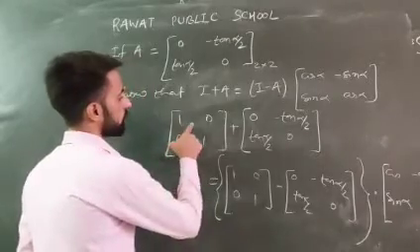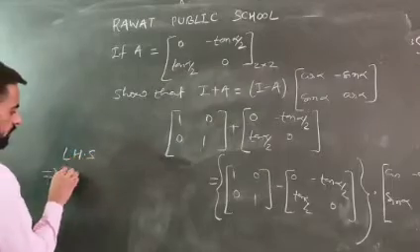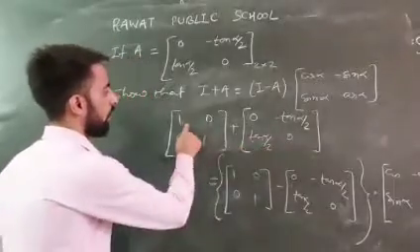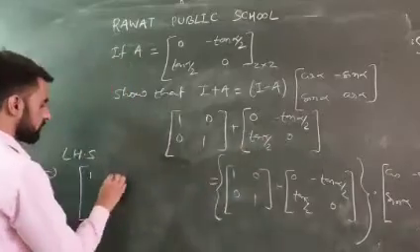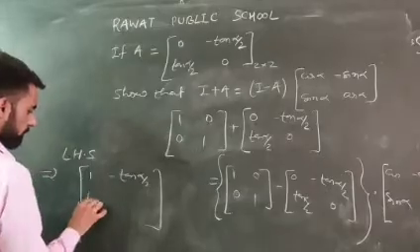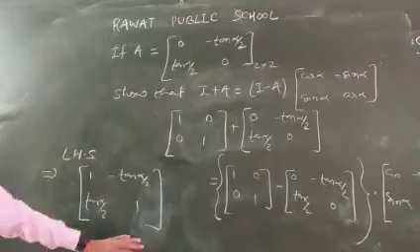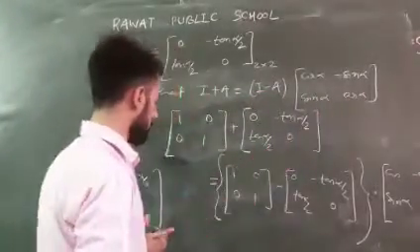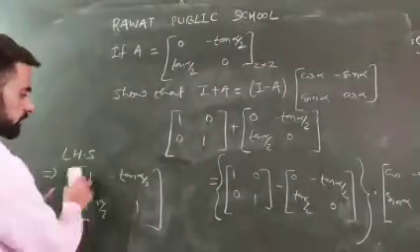So let's find out first of all I plus A, our LHS. Our LHS is I plus A. Let's add these two. 1 0, 1 0, minus tan alpha by 2, 0 plus tan alpha by 2, tan alpha by 2, and 1 and 0 is 1. So this is our LHS, and the product of I minus A and this should be equal to this one. We have solved the LHS.